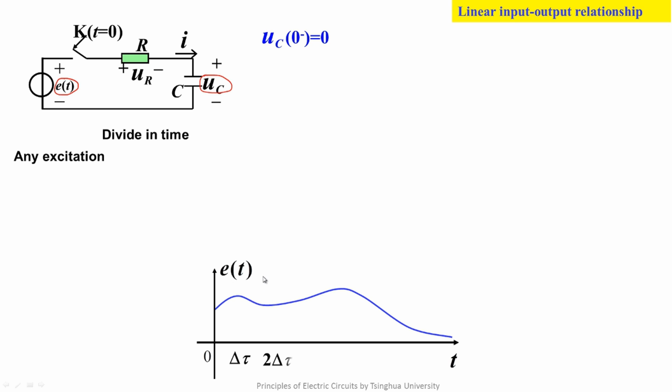Firstly, we need to divide the time. In other words, we divide the time axis of the excitation from t equals 0 into several discrete segments. The length of each segment is delta tau. Of course, delta tau is changed with our calculation ability. The stronger our calculation ability is, the smaller delta tau could be. We think in every time segment, for example, from 0 to delta tau, the excitation's value is constant. From delta tau to double delta tau, the excitation is another constant value.